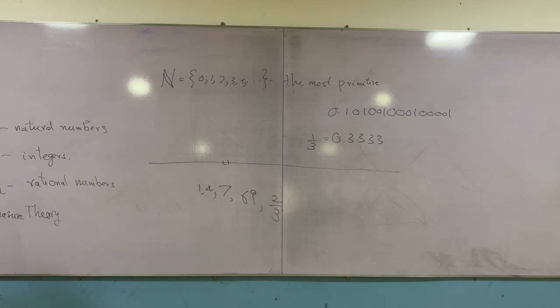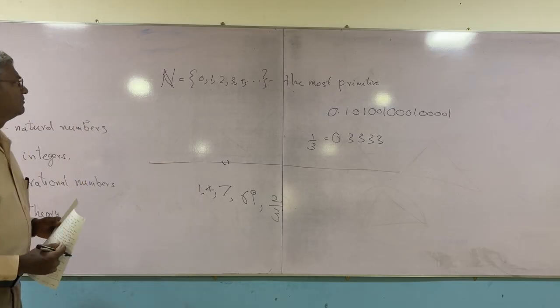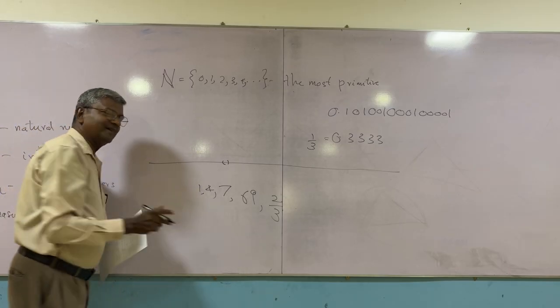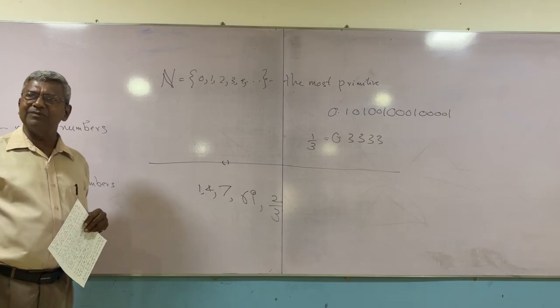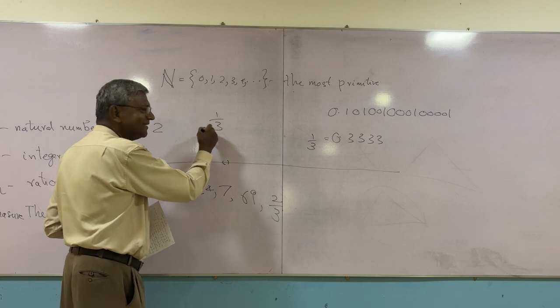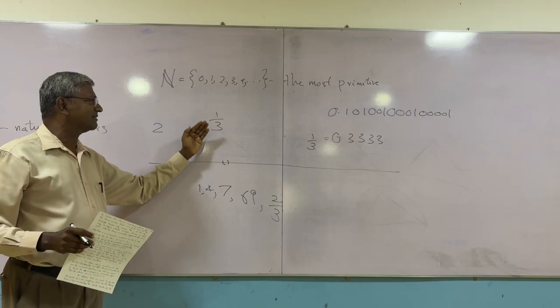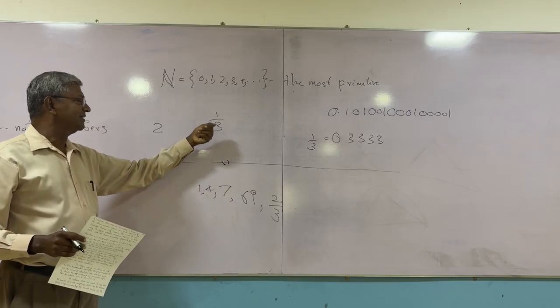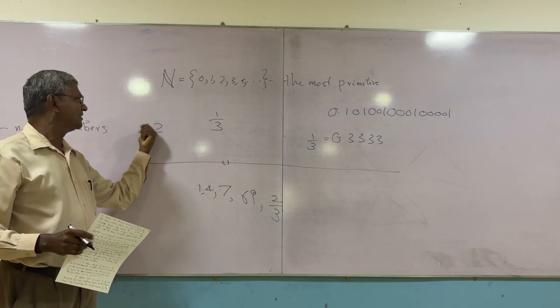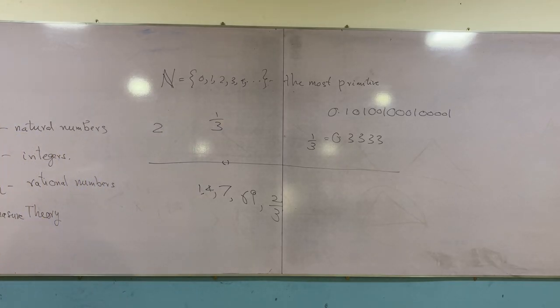Using that set, we build the integers, which in turn are used to build rational numbers. All integers are rational numbers, by the way. But quite often, if I ask someone to give me a rational number, nobody will say 2. Everybody will say 1/3. Because when you say rational, the mind thinks not about integers, the mind thinks about fractions only.